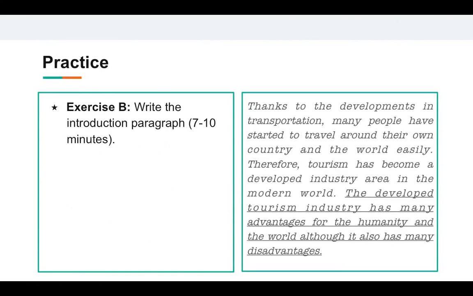Okay, here you can see the introduction paragraph. Now pause the video again and compare your introduction paragraph with the one on the slide.